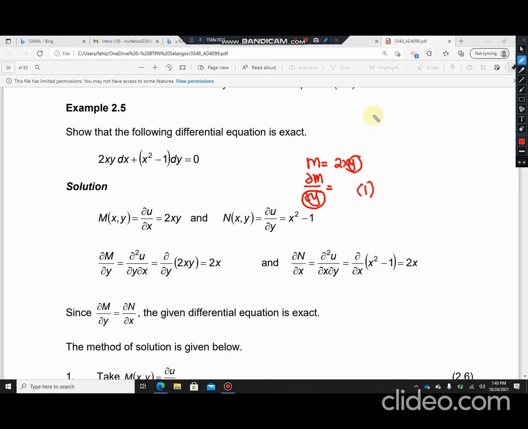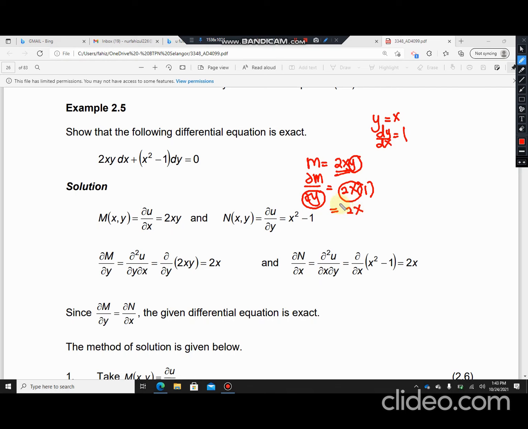Macam mana awak tahu differentiate y dapat 1? Kita ambil yang basic differentiation. If y equals to x, kalau saya kata dy dx equals to 1. So bila kita differentiate y, you get 1. So 2x ni kita maintain dia sebagai constant. Kita tak perlu kacau dia sebab dia tak melibatkan y. So your delta M, delta y is 2x.